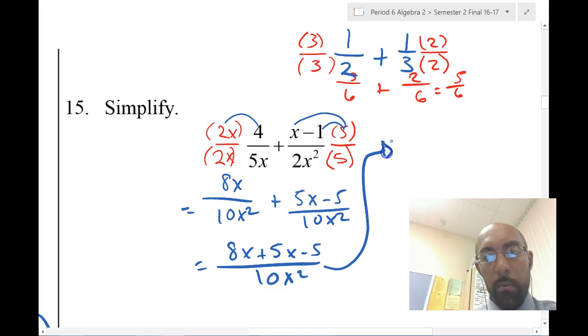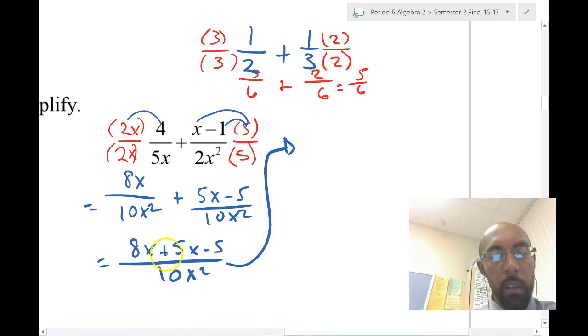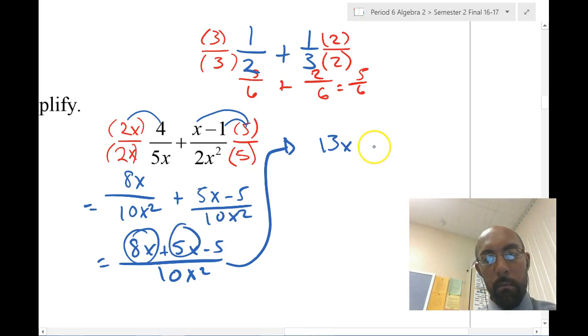I'll bring our next step up over here. So we got 8x and 5x are like terms. 13x minus 5 over 10x squared.